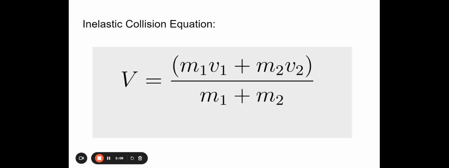Here's the equation for inelastic collision, which consists of the variables v for final velocity, m for the masses of the first and second object, and v for the initial velocity of the first and second objects.